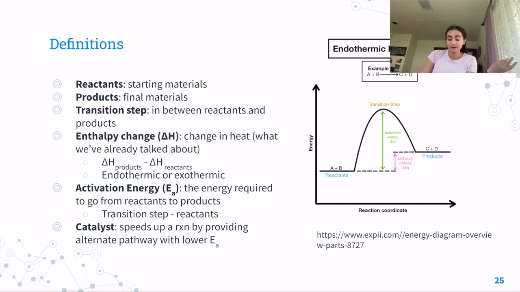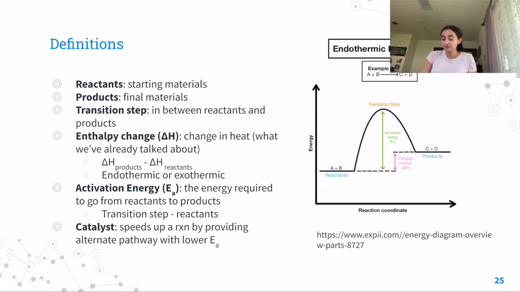We can also calculate a couple things from this graph. We can calculate the enthalpy change, which is what we've been doing throughout this whole unit of calculating delta H. But when you have a graph, you can determine the delta H from the potential energy of the products minus the potential energy of the reactants, since heat is energy.